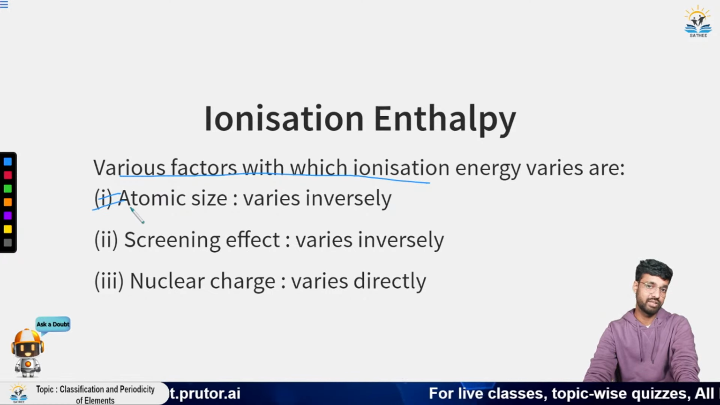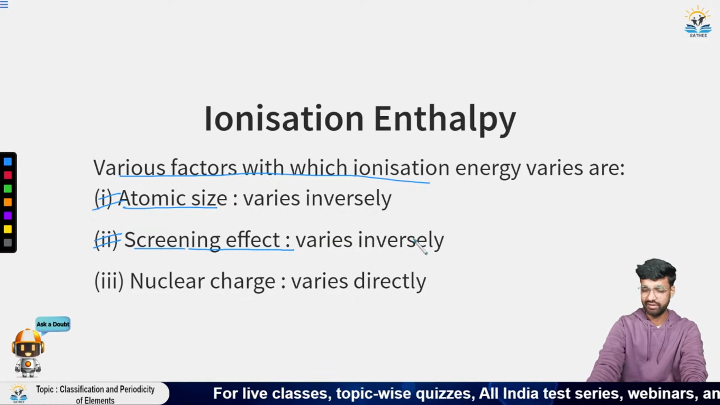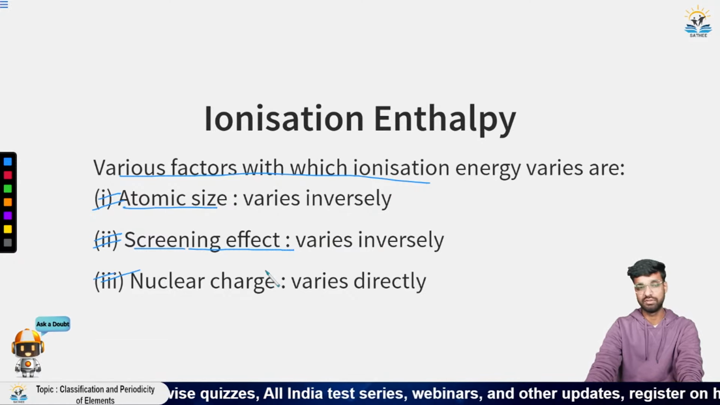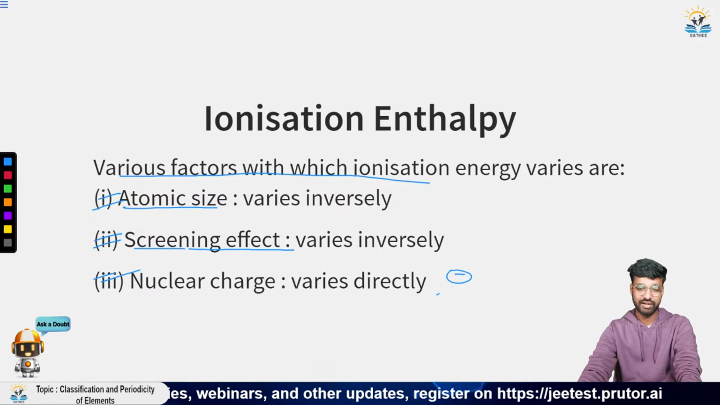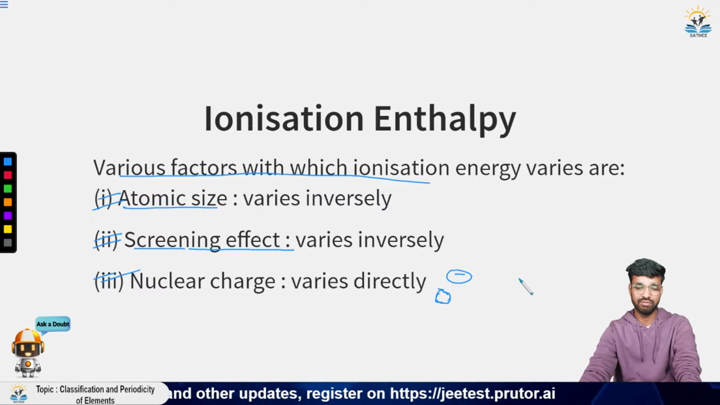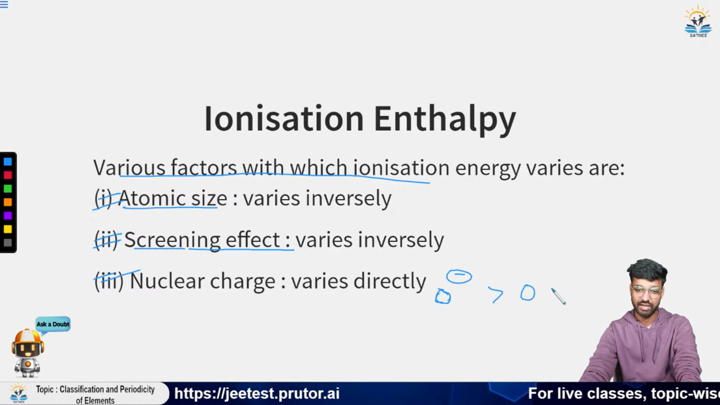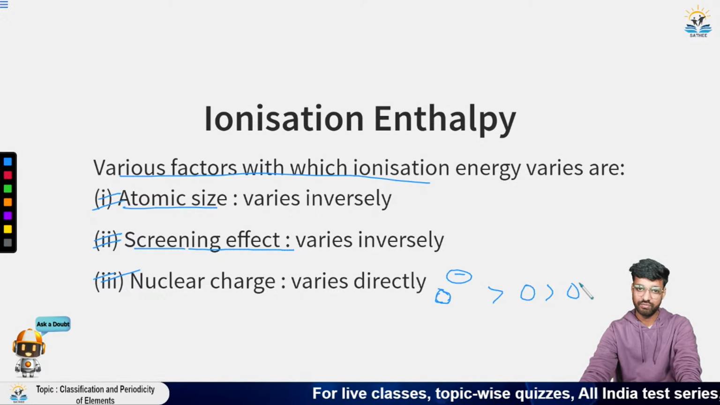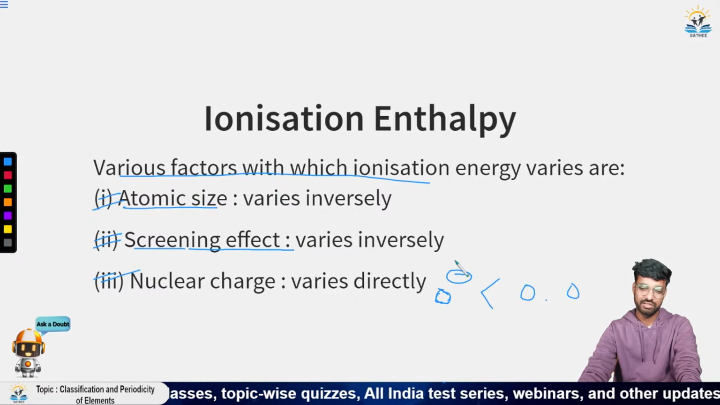The first and foremost is atomic size. Second is the screening effect, which you will see in depth after this. Then the nuclear charge. Suppose something is having a negative charge, then the ionization enthalpy of this will always be smaller than a neutral atom, and the positive one will be greater than this. Sorry, this will be the opposite sign. So the ionization enthalpy of this will be greater than we have this.